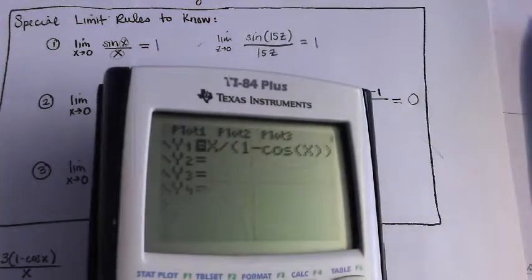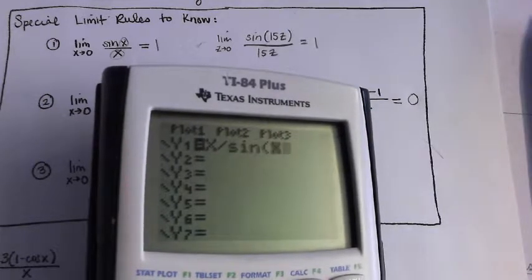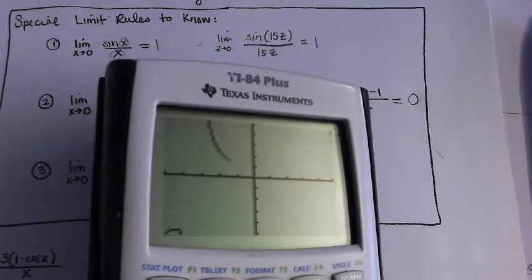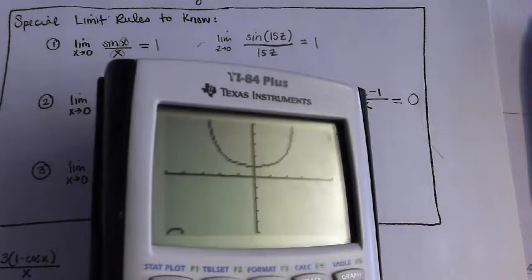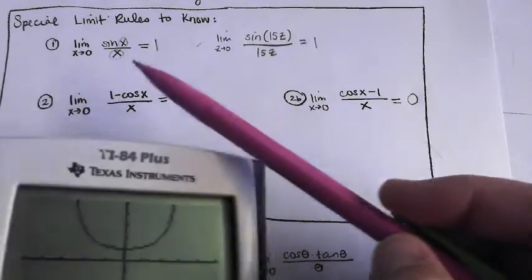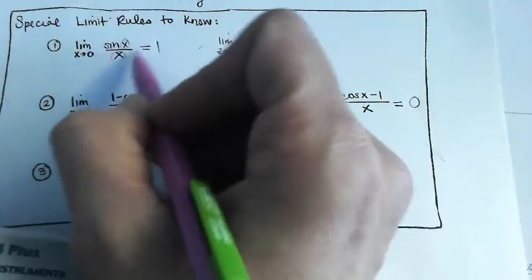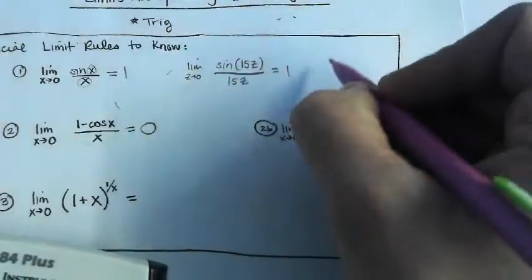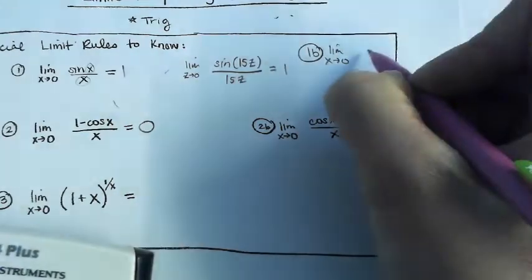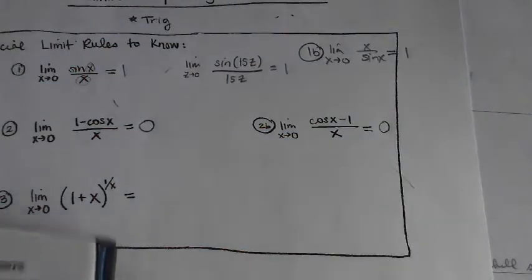What about the sine x over x? What if I make it x over the sine of x? What happens when you reciprocate 1? Still 1. So this one, because the limit was 1, works if you flip it to the reciprocal as well. So if you want to write like a 1b, the limit as x approaches 0 of x over sine of x is also 1. So we can use that.